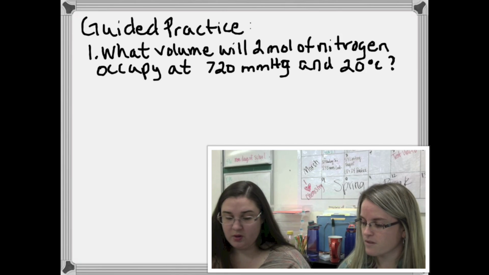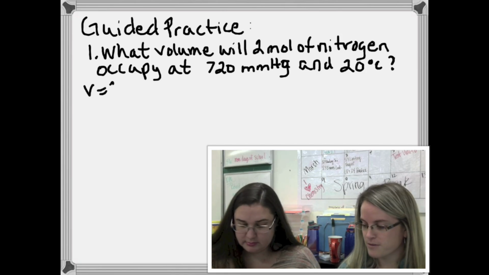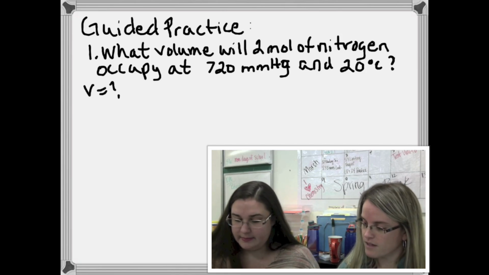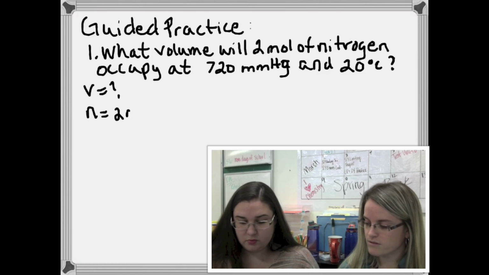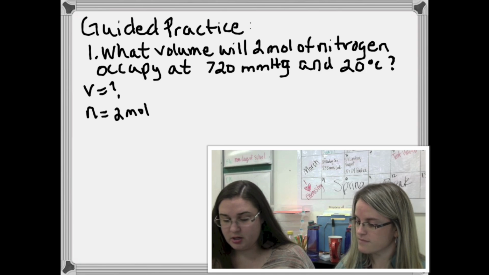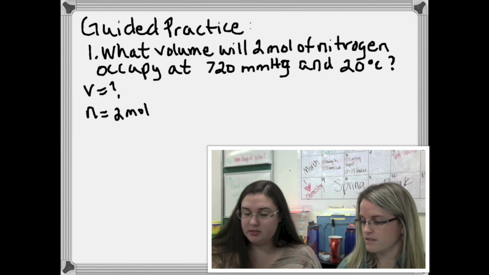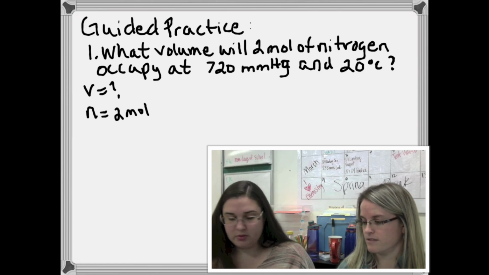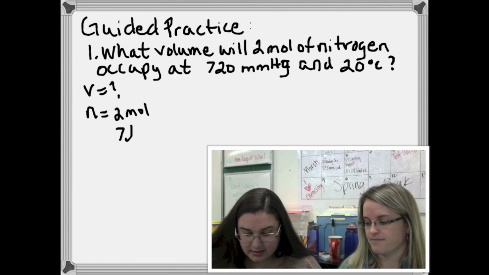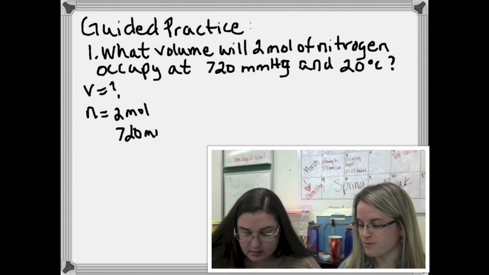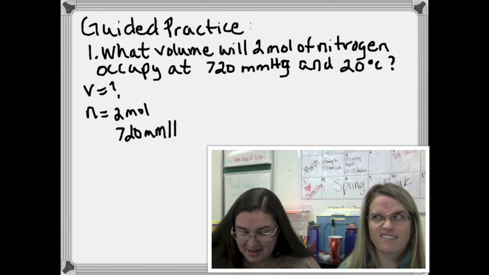It says, what volume? So automatically we know we're looking for volume. 2 moles, that was easy. N is moles. 2 moles of nitrogen occupy what volume at 720 mmHg? There's another one of those weird units, right? That doesn't have to do with fighting, mmHg.